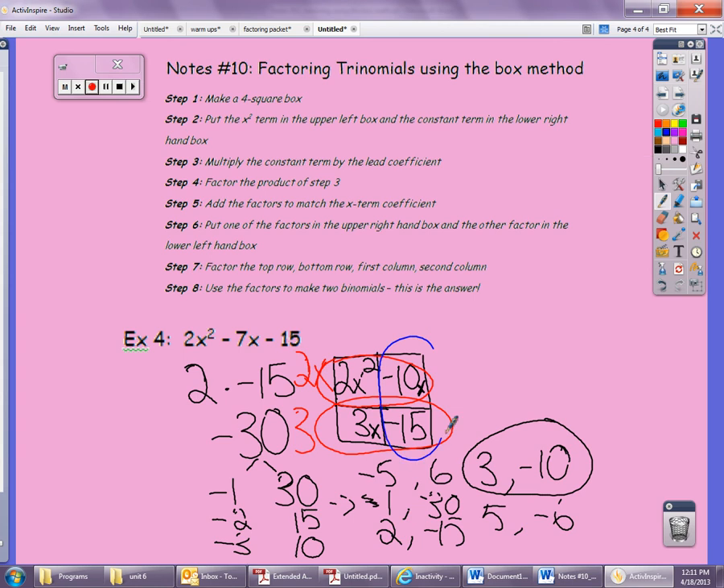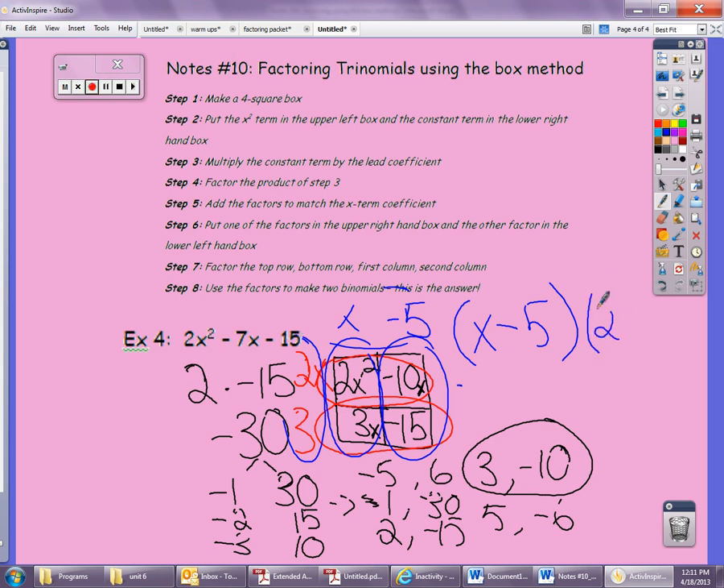What do these have in common? They have the negative 5. These have an x in common. So write these ones as one factor, x minus 5, and these ones as the other factor. So it's 2x plus 3. And now that's your answer.